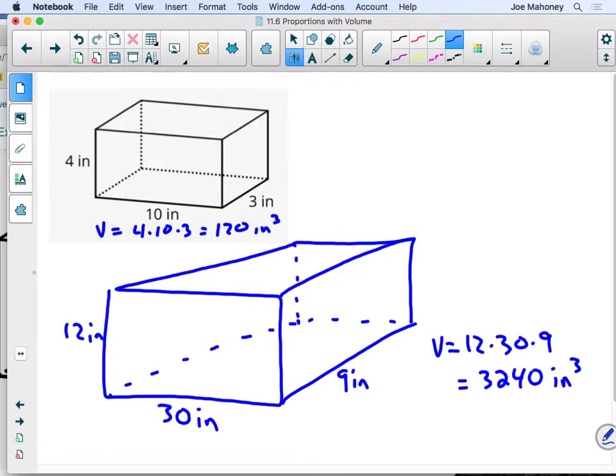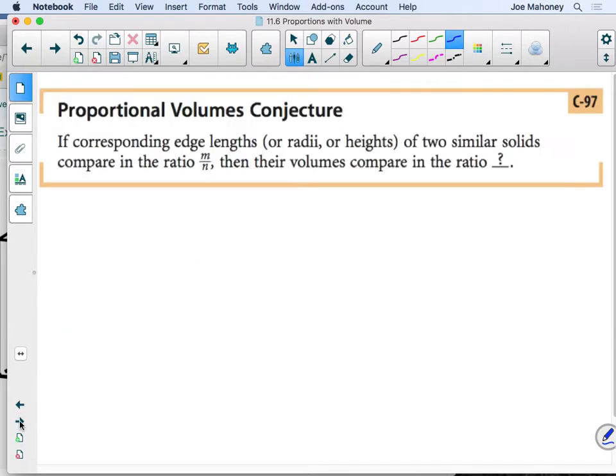So how are these volumes related? How many of the little boxes would fit into the big one? If I divide their volumes, I can figure that out. So if I do 3,240 divided by 120, my calculator tells me that's 27. So 27 of those little boxes fit inside the big one. So the question is, the scale factor was 3. What do I do to 3 to get up to 27? Do you realize that if you cube 3, you get 27? 3 cubed is 27, yeah.